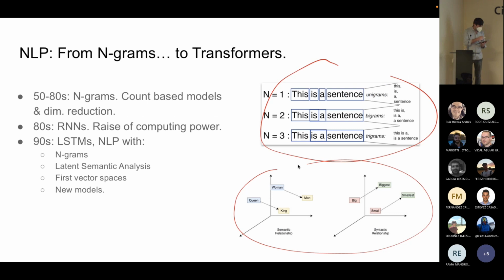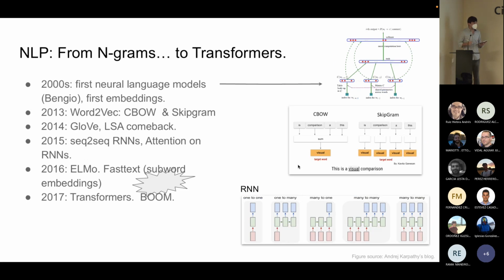You will notice that the marks are every 10 years. Now this has been accelerating in recent years. We have gotten better vectorial spaces. From now on, we will call these embeddings. The vectors that represent words are called embeddings. And in the last 10 years, we see that it has gotten an exponential growth in research.